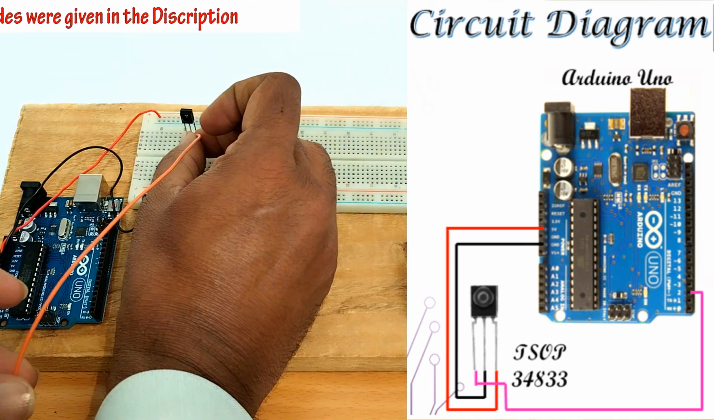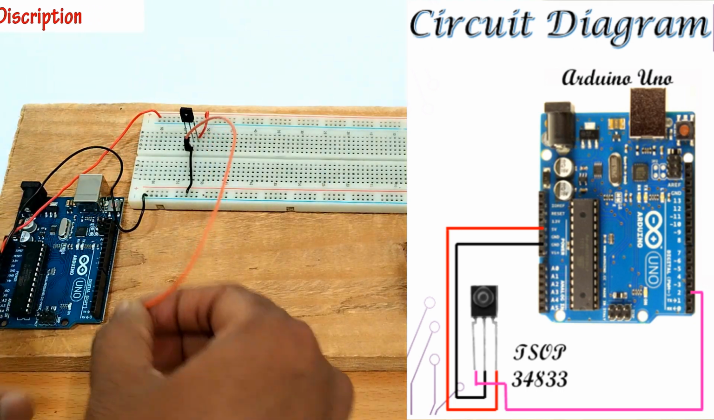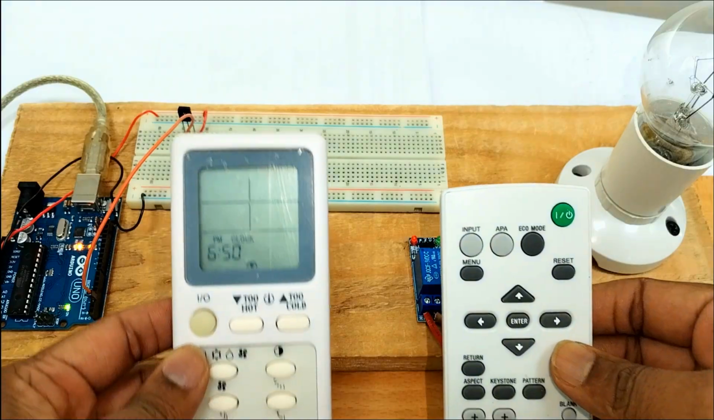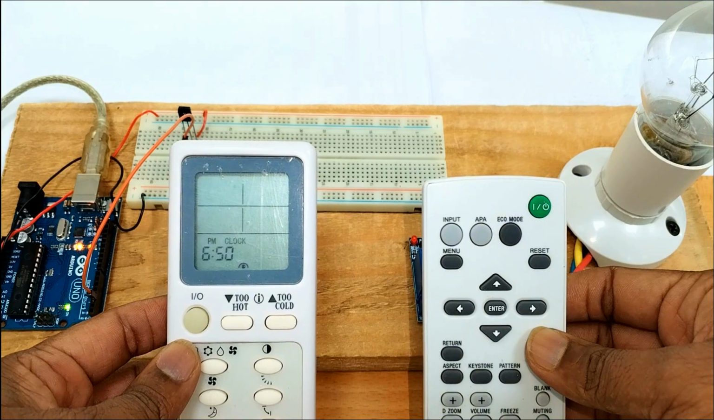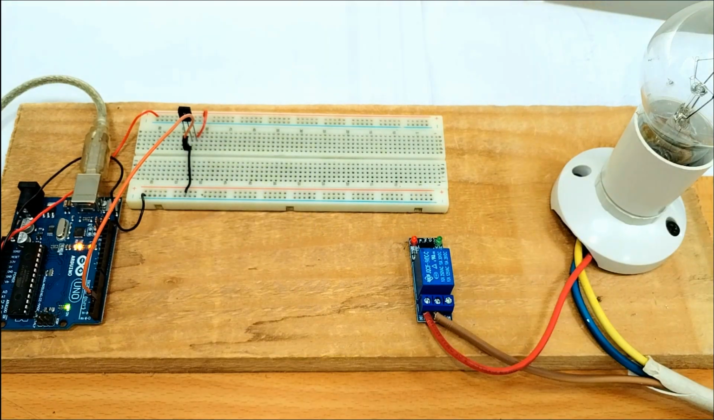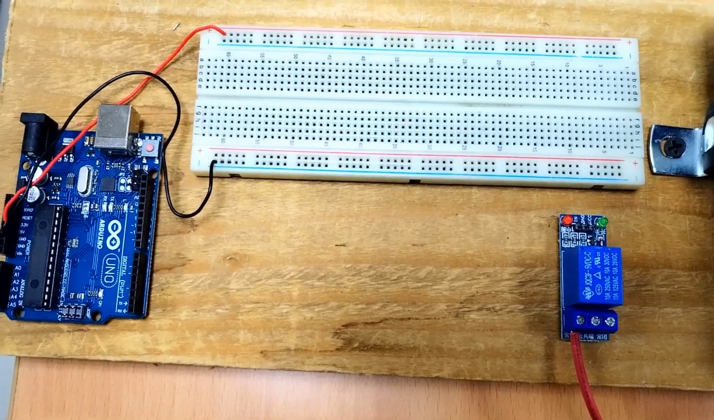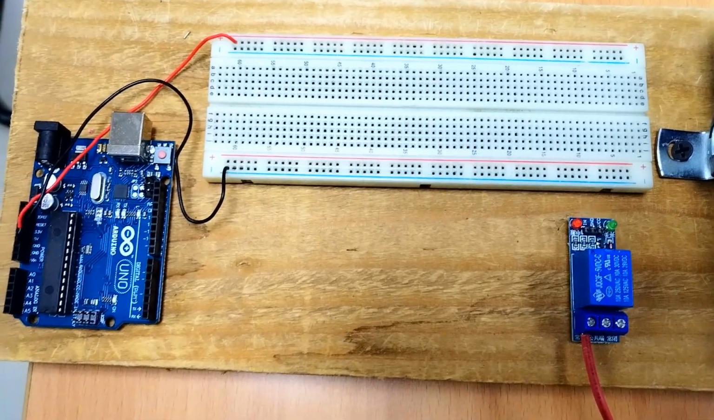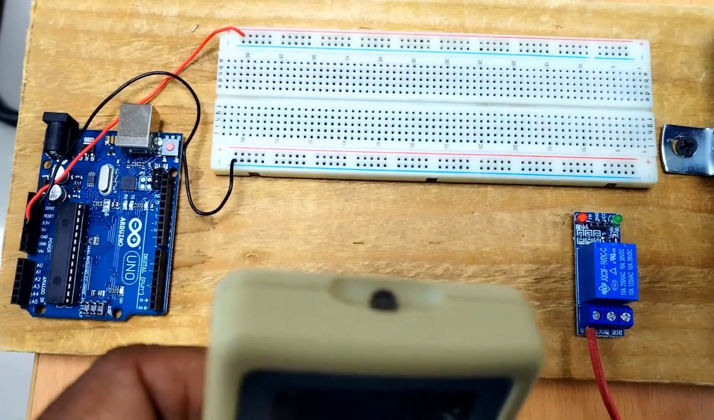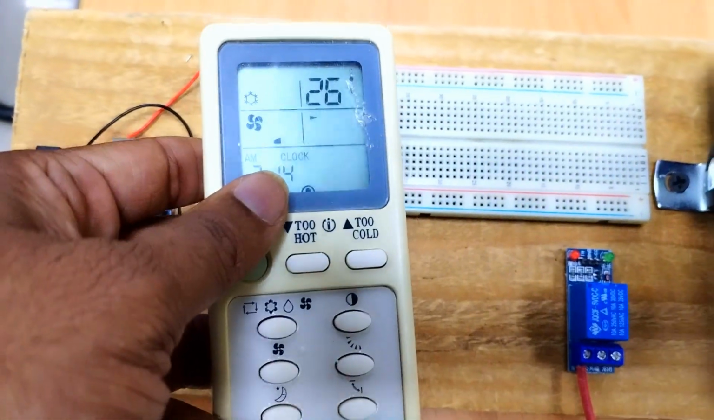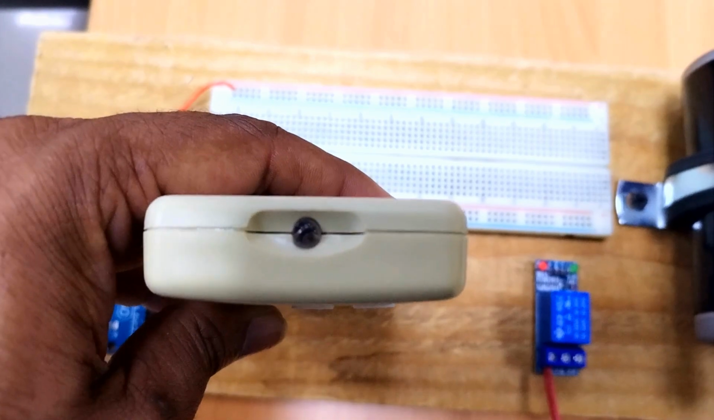Let us connect the output of the IR receiver to pin number 2. There are two transmitters here. I am going to use both of them, and you can simultaneously see the output value. Before starting the control of electric loads using the IR transmitter, let us check whether the IR transmitter is working or not. This is the IR transmitter, and it is working. This is how you need to check.